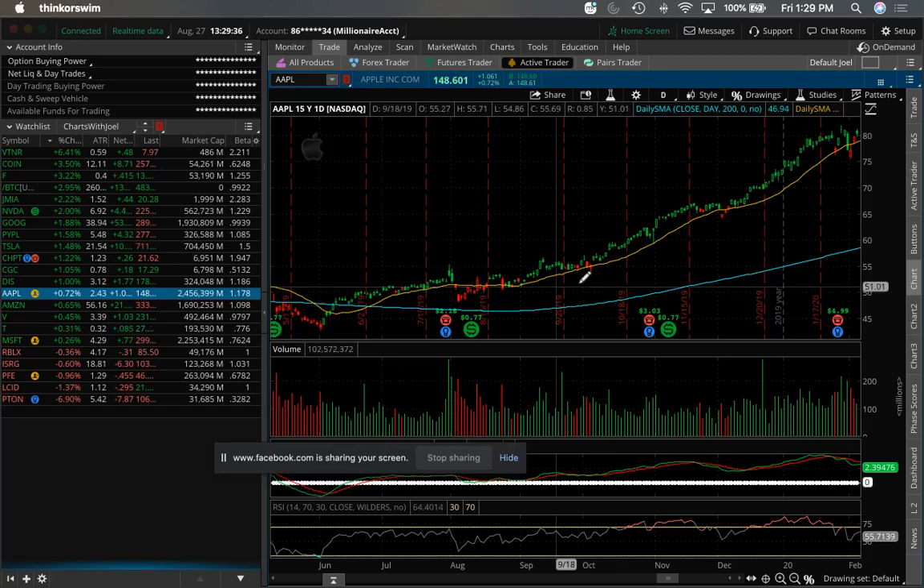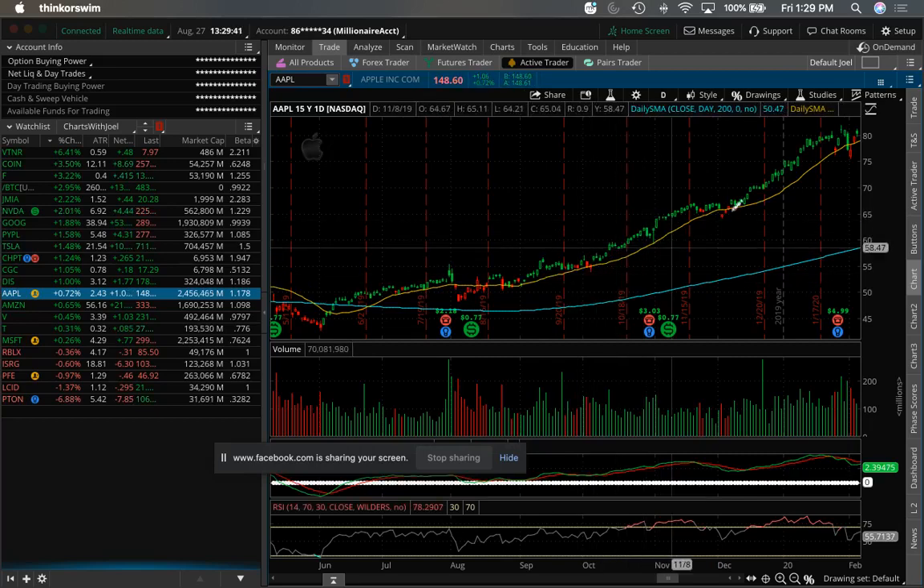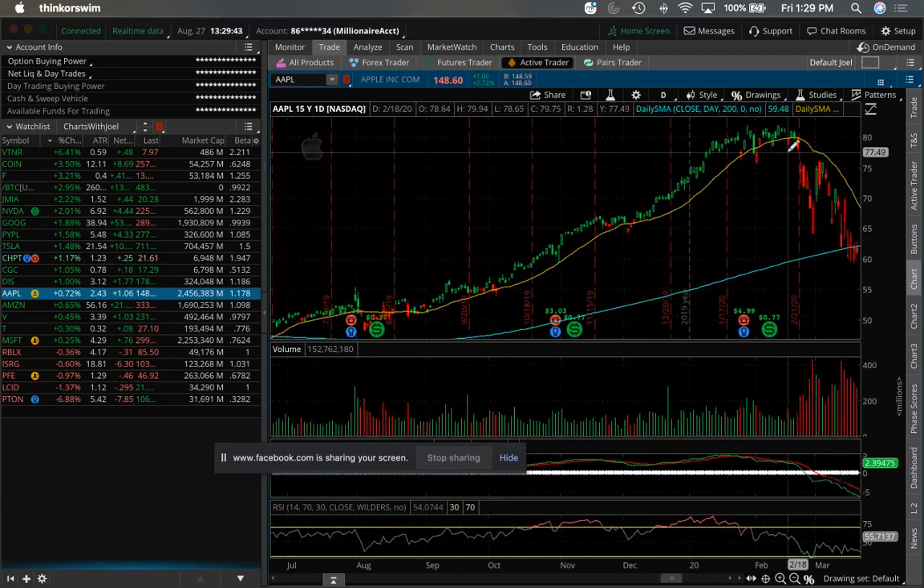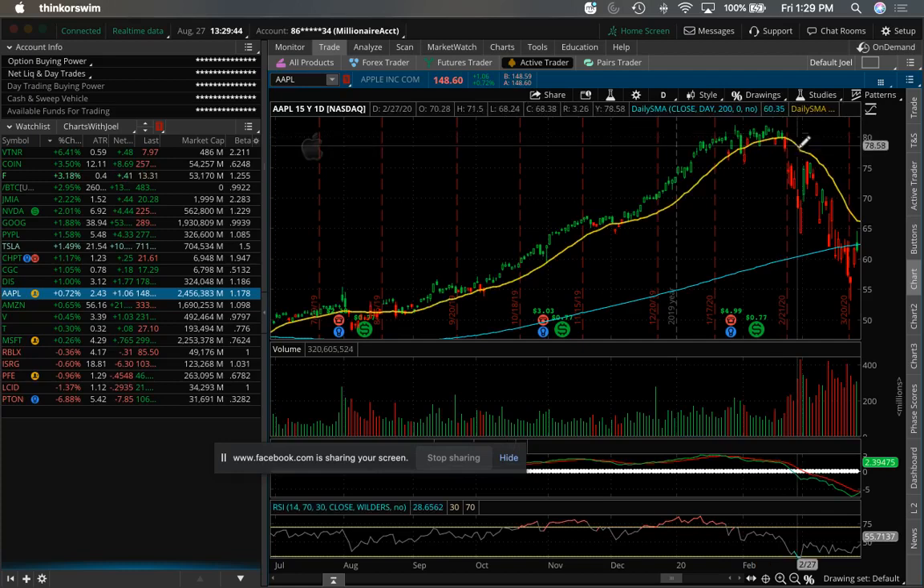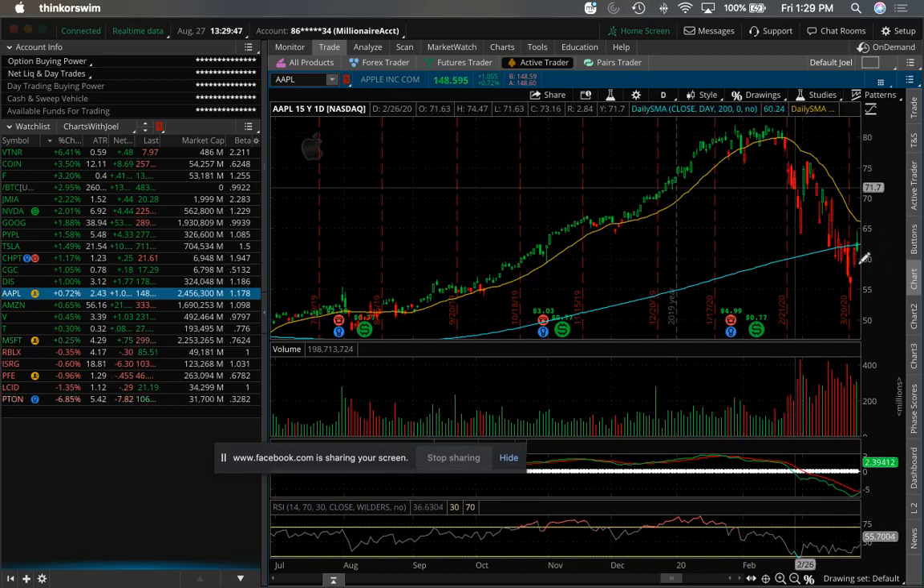The 20-day is for your people that want to make fast money. As long as it's above this 20-day, guys, stick with it. If it breaks below it and it starts to turn down, get out of it. Very easy.